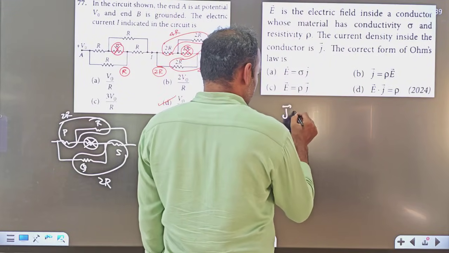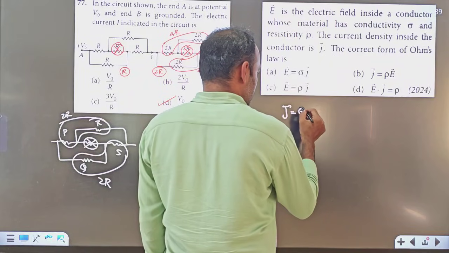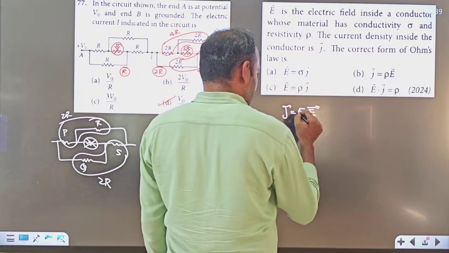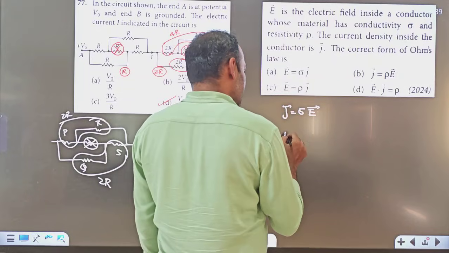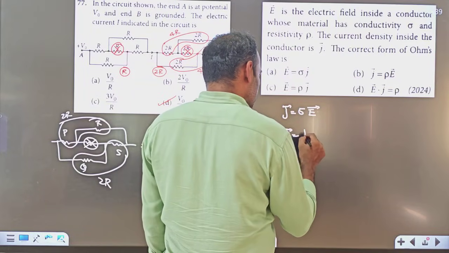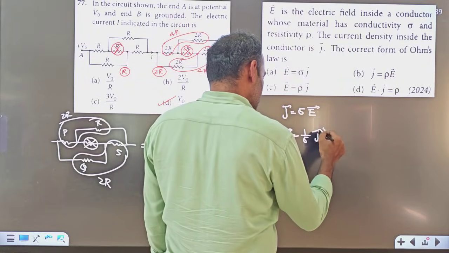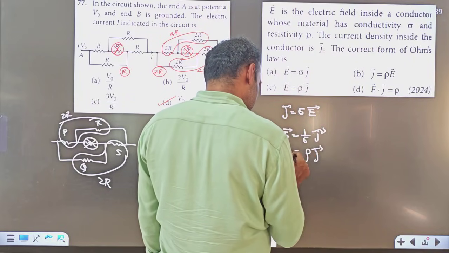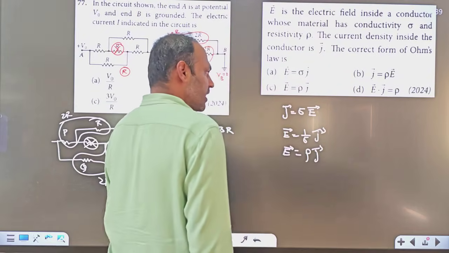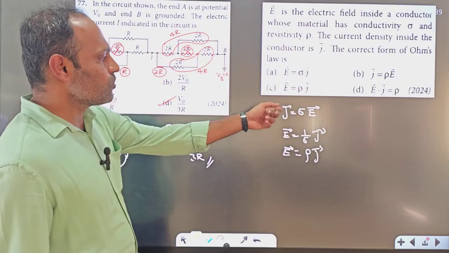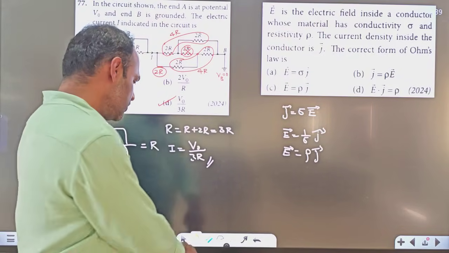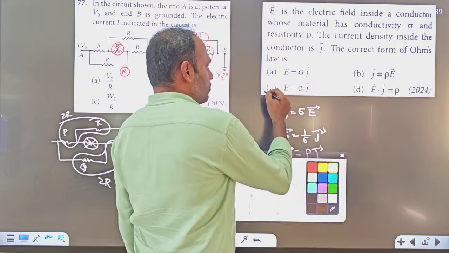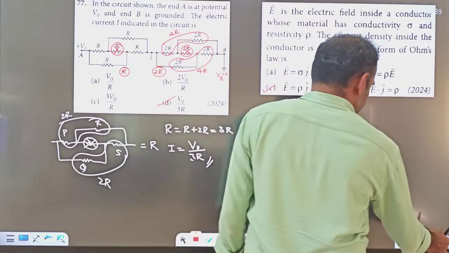Current density is equal to sigma into electric field, conductivity into electric field, or you can write it as electric field is equal to 1 divided by sigma into current density. 1 divided by sigma is resistivity, right? So electric field is equal to resistivity into current density, or current density is equal to conductivity into electric field. So which is correct then? Correct option is option C. Okay, let us move on to the next question.